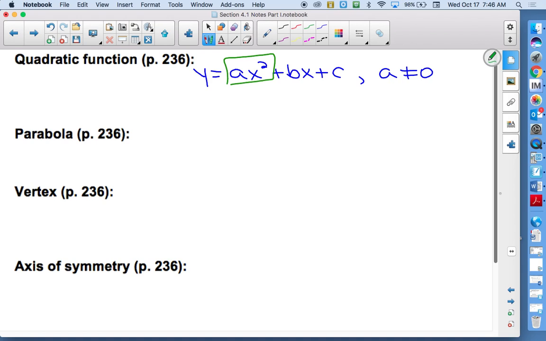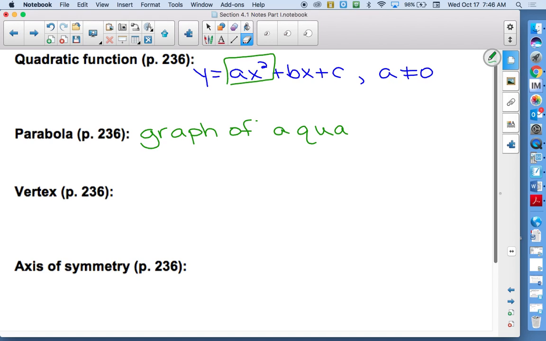So the word underneath is a parabola. So not parabola or parabole, but a parabola. What is a parabola? Julian? Is it like a curve that's symmetrical? It is a curve that's symmetrical. What letter does that curve look like? A U, yeah. So parabola is the graph of a quadratic function.